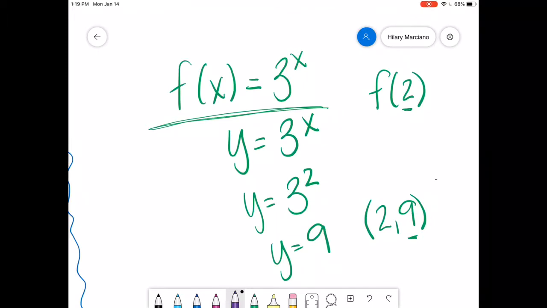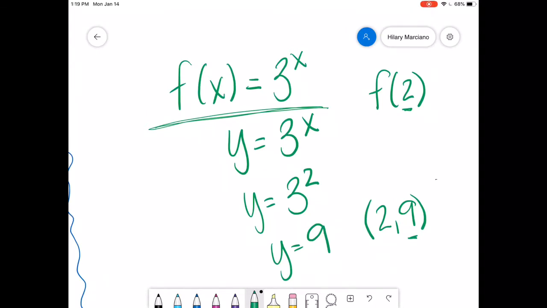So if they give us f of x equals 3 to the x, remember f of x and y are somewhat interchangeable, so we can start with that. So now we have y equals 3 to the x. We can pick any x value to plug in for x to get an ordered pair. Those ordered pairs will help us graph our exponential function.